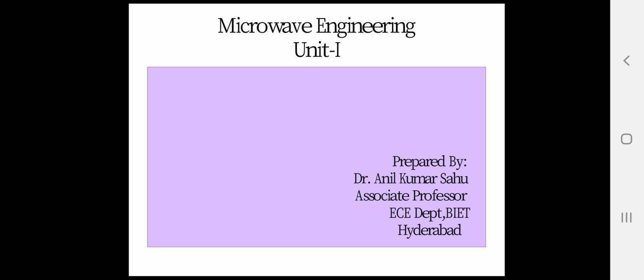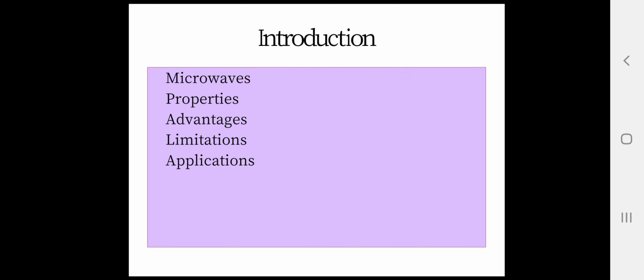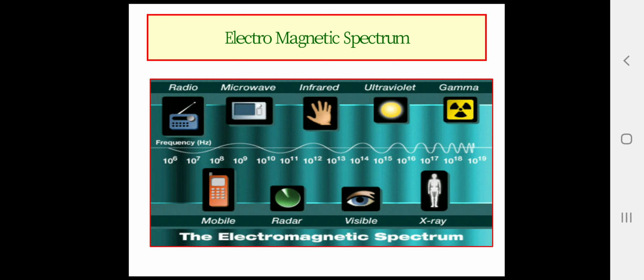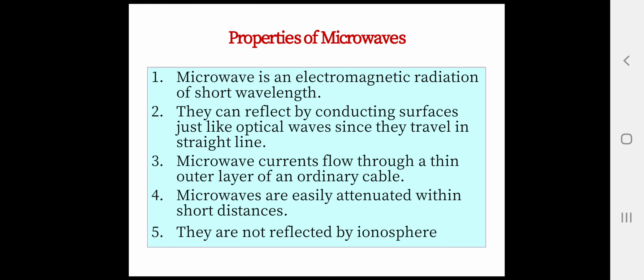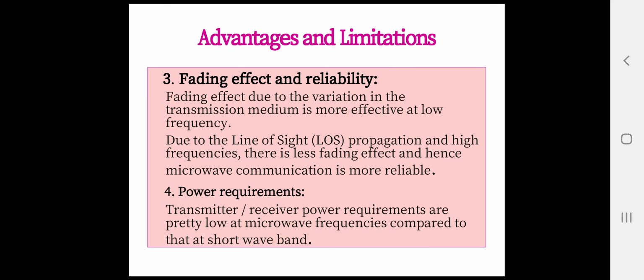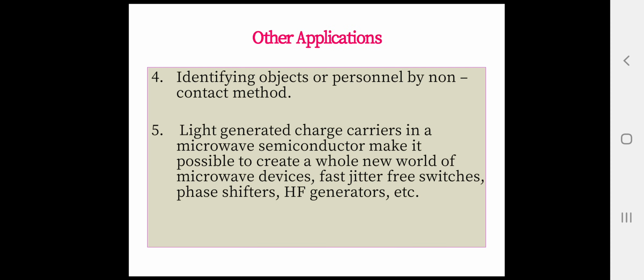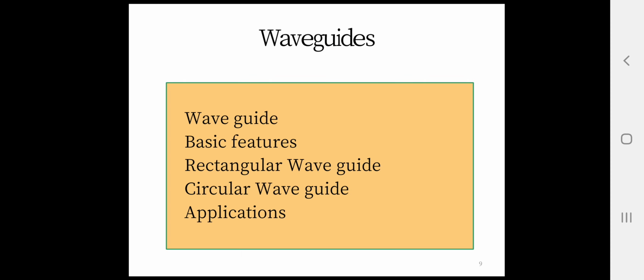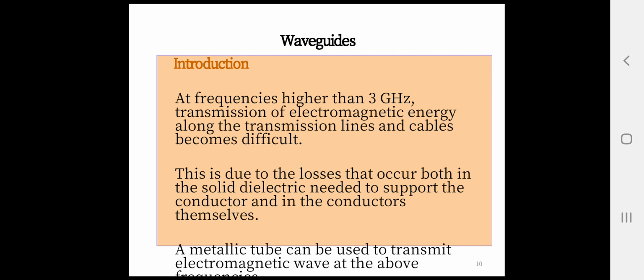Today, I have to discuss microwave engineering. In this topic, our agenda is to discuss the microwave waveguide. We have already discussed microwave properties, spectrums, advantages, disadvantages, limitations, and applications separately. Our agenda today is to discuss waveguides: basic features, rectangular waveguides, circular waveguides, and their applications.